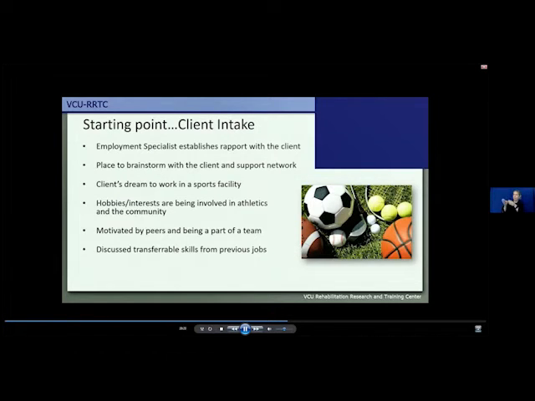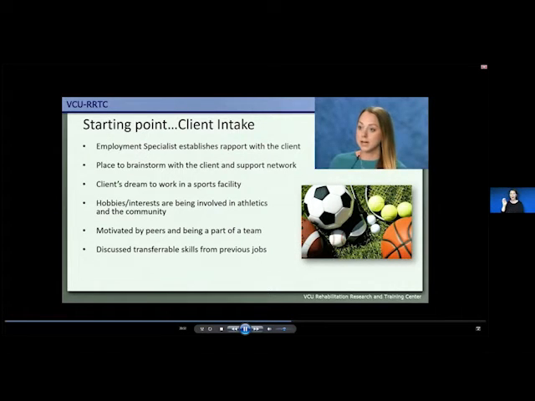And we're there to really brainstorm what the client would like to do employment-wise, and come up with some different objectives based on exactly what their strengths are, and maybe even some barriers that we might have to work through. This particular client that we are taking a look at today had a dream and passion to work in a sports facility. He had always been told, do sports as a hobby, that's an interest of yours, and he had never really thought that he could actually pursue employment in that area.